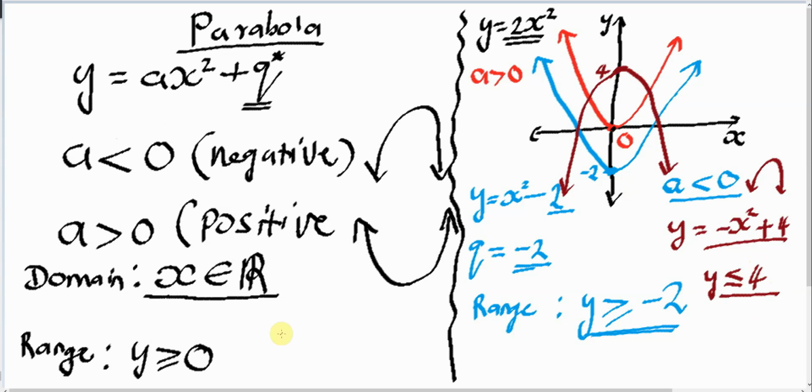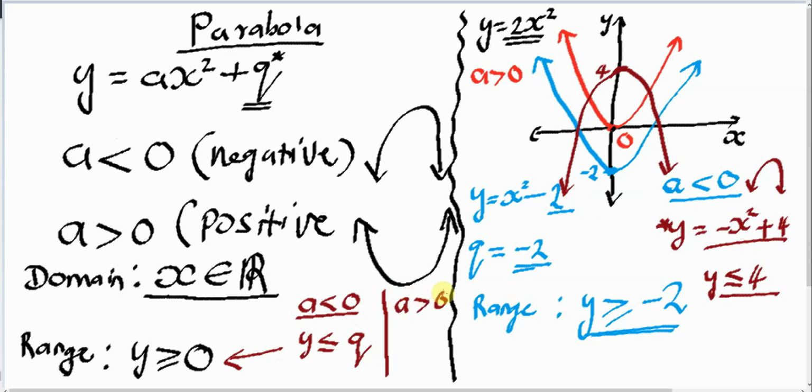Whenever the value of a is negative for the range of a parabola, your range will always be y is less than or equals to some value q, right? Because you will have a set parabola all the time. That is how you write the range when a is less than 0, for example, in reference to this graph. But if a is greater than 0, then your range will be y is greater than or equals to q, right?